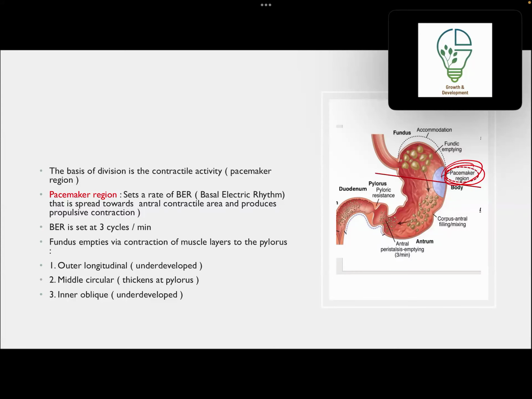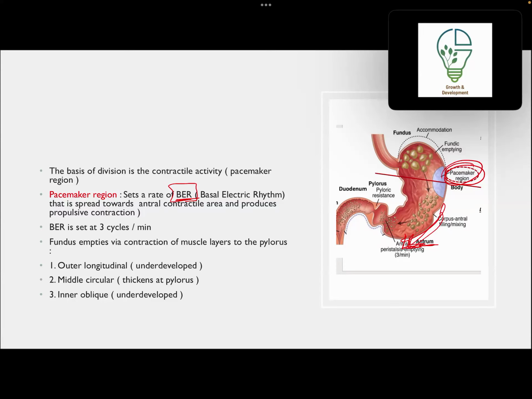So the pacemaker region, let's discuss it first, and then I'll get back to how it's divided. It sets a rate of BER, which is basal electrical rhythm. So basal electrical rhythm is an impulse that's given out by the pacemaker region, and eventually it transforms into a peristaltic movement. Peristaltic movement is a contractile movement, and this BER spreads towards the antral contractile area, which means this way, right? Because antrum is this way, so it moves this way, distally, and produces propulsive contraction. And this contraction obviously allows the food to move into the next part of the GIT, which is the duodenum.